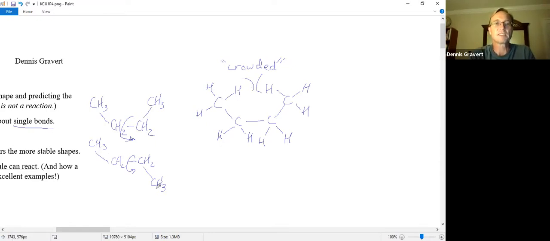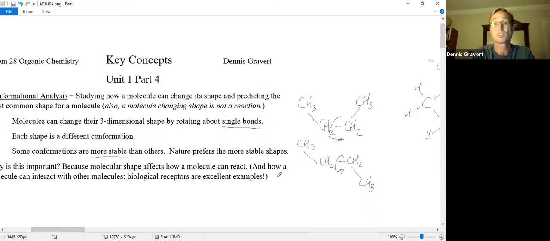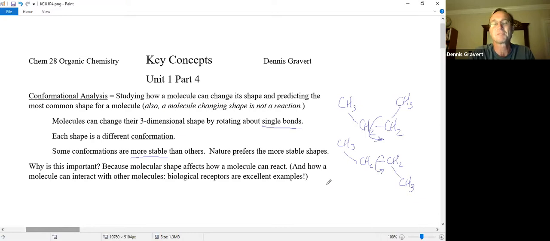Whereas if you get in this other straight chain, but with a twist, the methyl group on one end is much farther away from the methyl group over here. The electrons are farther apart. You don't get that electrostatic repulsion, and it's a much more stable molecule. So nature prefers this bottom shape. We just did conformational analysis. We predicted which shape is more stable based on crowding. Sometimes there are other factors though.